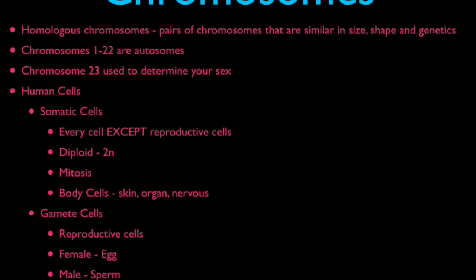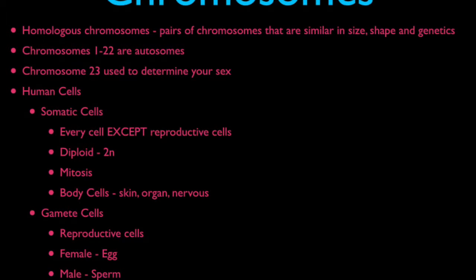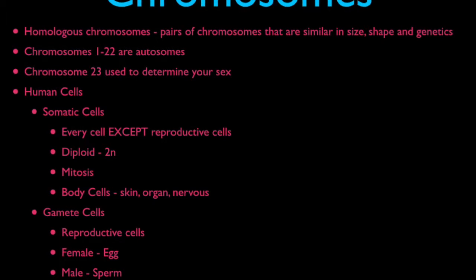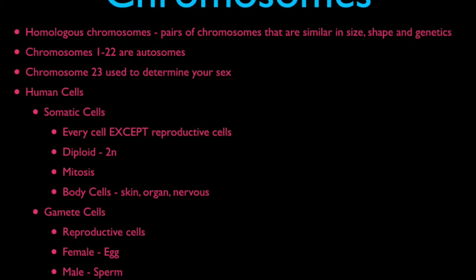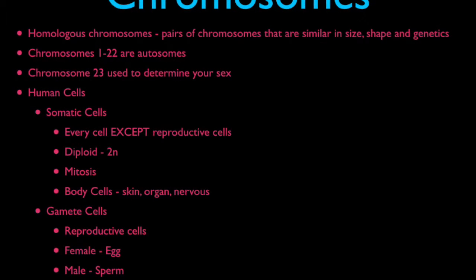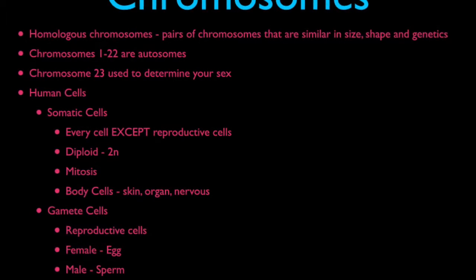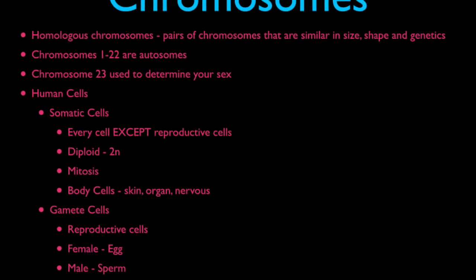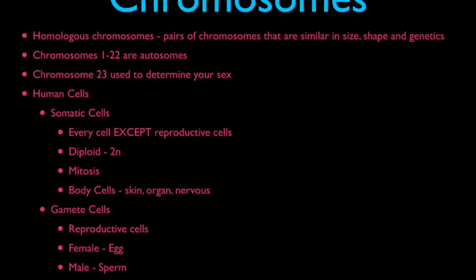Homologous chromosomes are a pair of chromosomes that are similar in size, shape, and genetics. Chromosomes 1 through 22 are autosomes, and they are not involved in determining the gender of an individual. Chromosome 23 is the sex chromosome, and it determines whether you will be male or female.